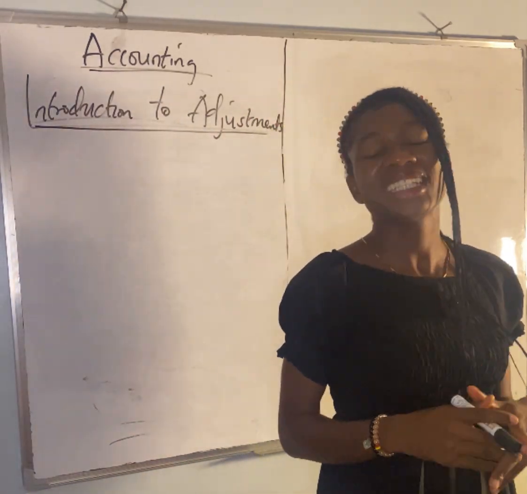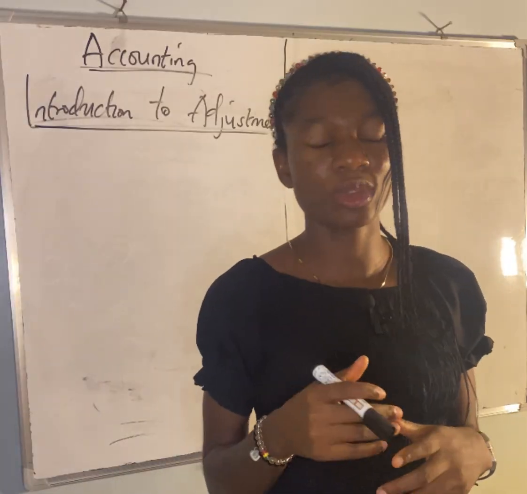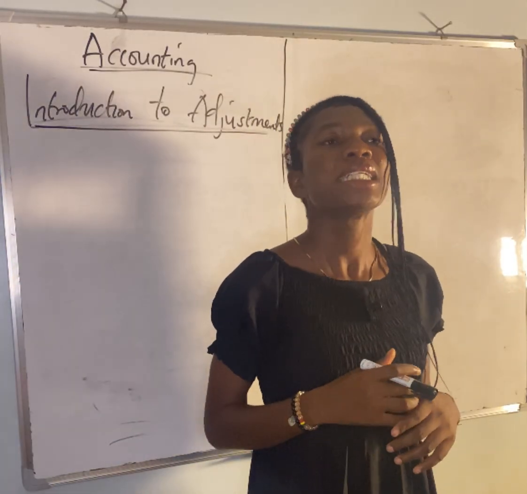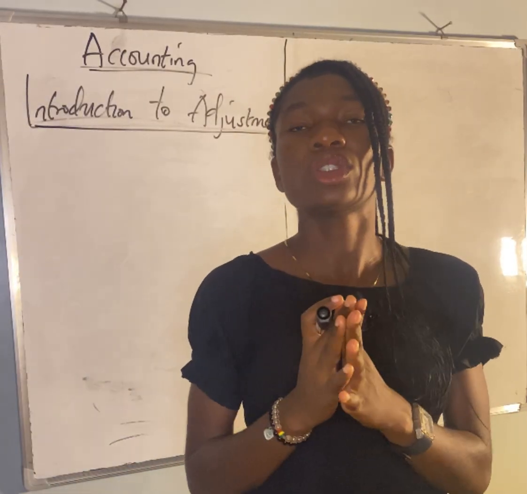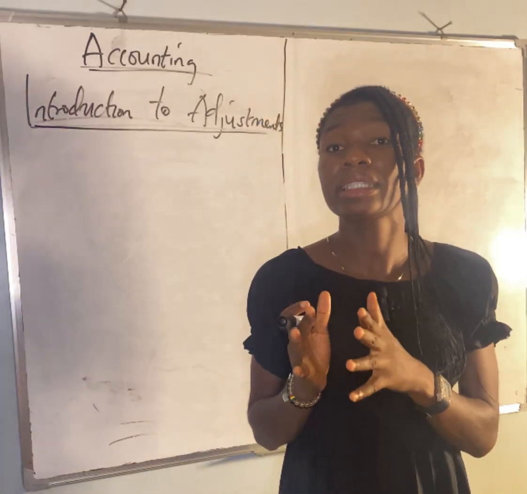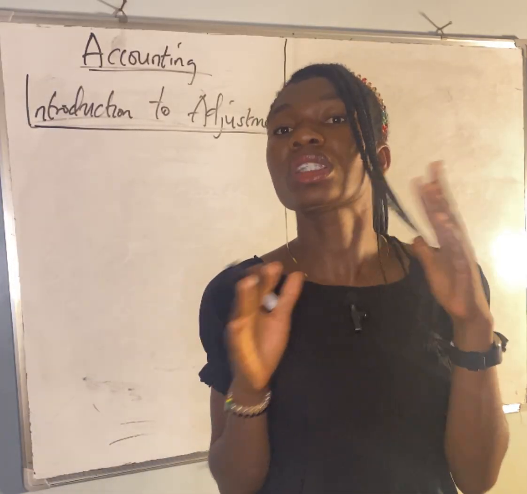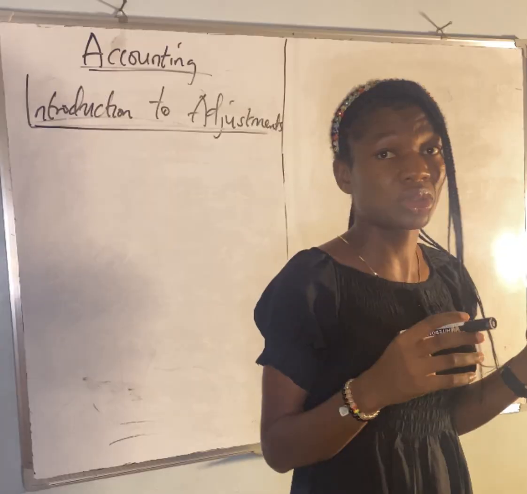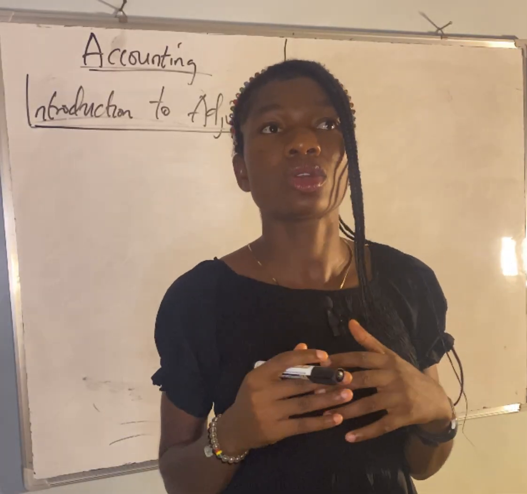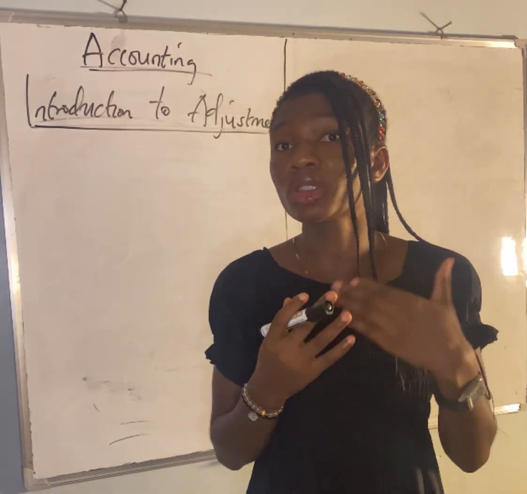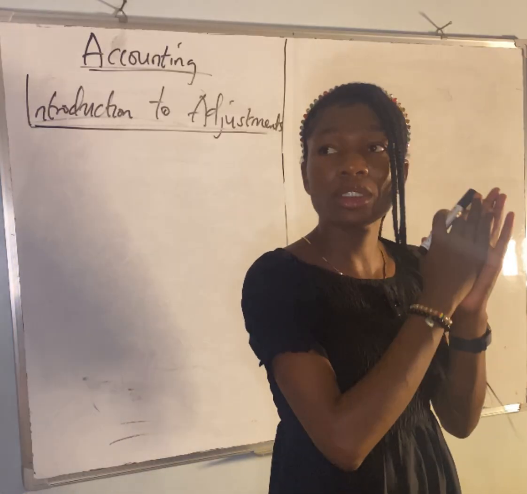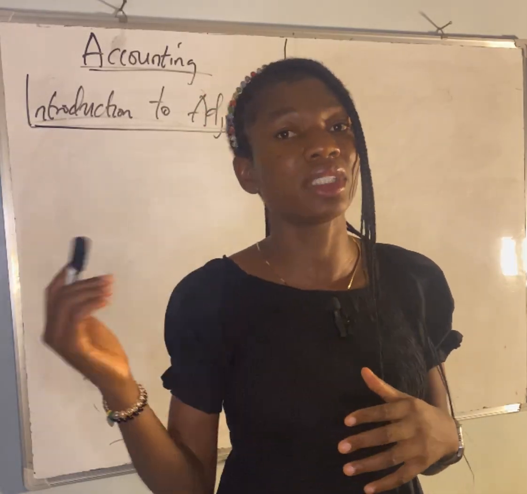Today we're going to be looking at adjustments, mostly adjustments to the financial statements. Like I said, we're going to be checking the various factors that will cause a change. Adjustment has to do with changes. So there are various factors or transactions that can result in a change to the figures that we have in our trial balance.